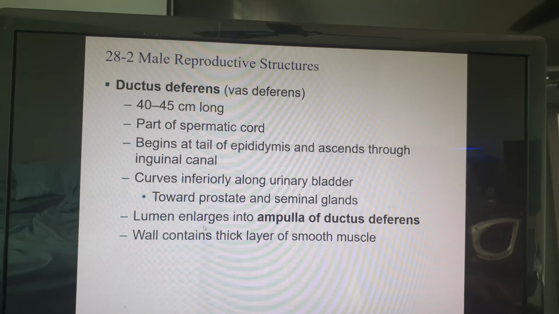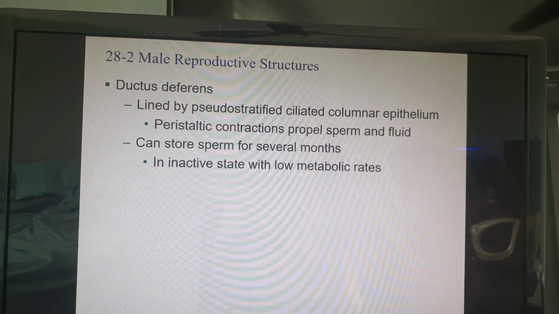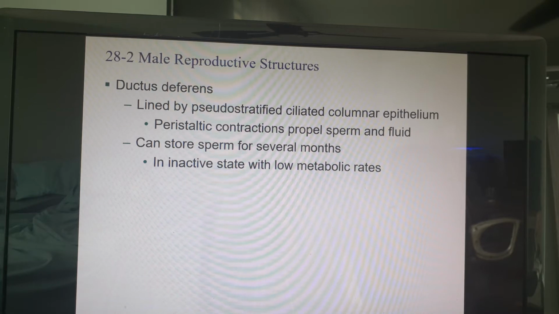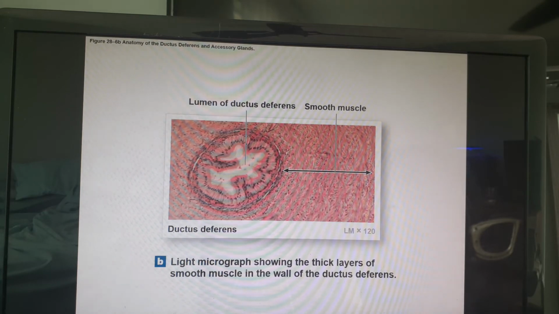Okay? So it goes from the tail of the epididymis along the top of the urinary bladder towards the seminal and prostate gland. At the very end of it, it enlarges into what we call the ampulla of the ductus deferens, and it has a layer of smooth muscle. So smooth muscle, you know, is going to be able to propel the ejaculate during climax. It also is lined by pseudostratified ciliated columnar epithelium. It can perform peristaltic contractions to move the sperm and fluids that are being added to the sperm along. And we can also store sperm in the ductus for several months. We just put them in a kind of suspended state so that they're not using a whole lot of our materials for energy.